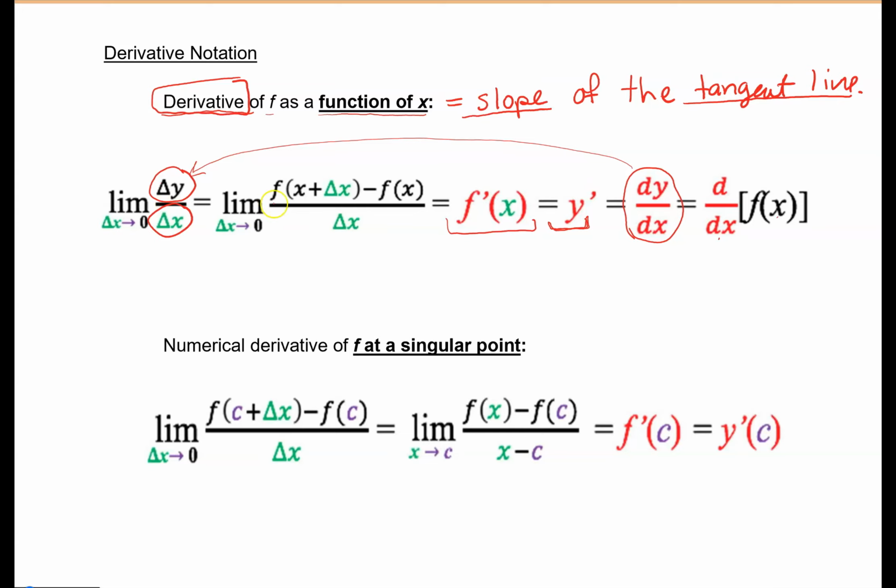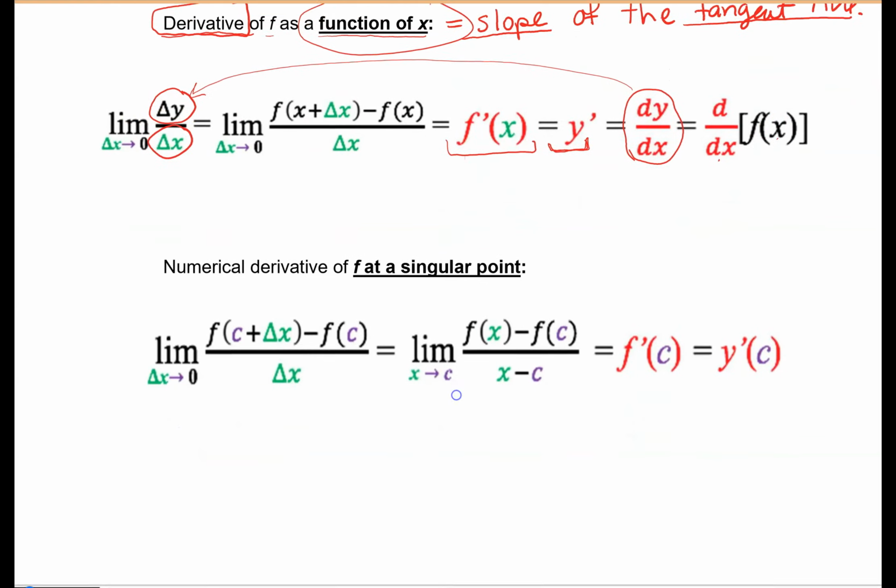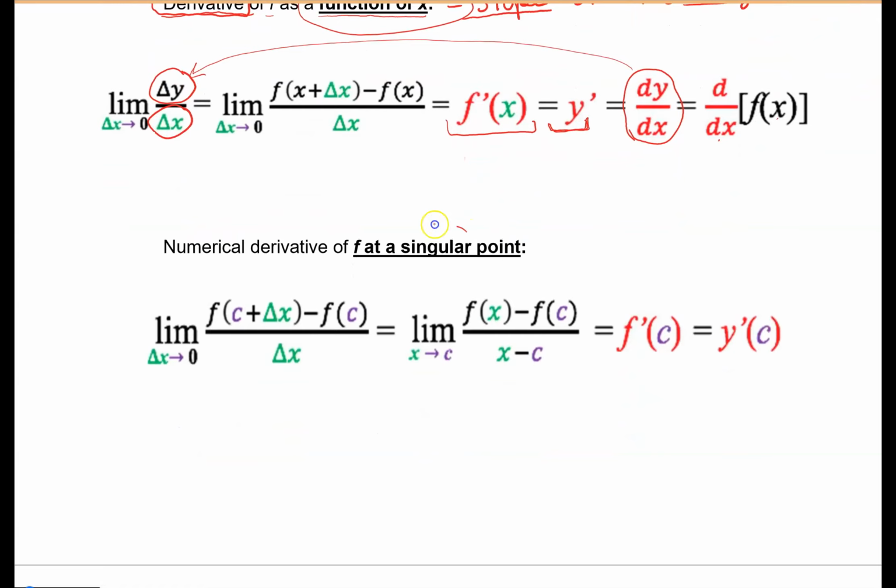Now these will all give you functions. These will all be functions of x, right? All these derivatives here, or all these notations. They're all the same thing. Now if I wanted f at a singular point, right? This would be a numerical value. These guys here are numbers. This is the derivative at a particular point.